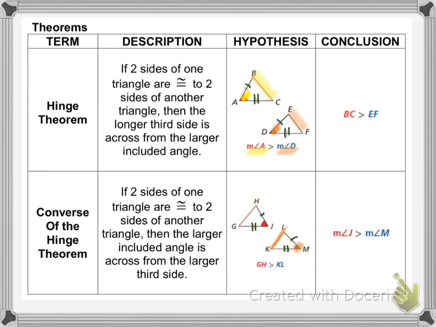So if we look at it the other way, since angle J is larger than angle M, then the side across from angle J, HG, or GH, is going to be bigger than the side across from angle M, which is KL. Okay?